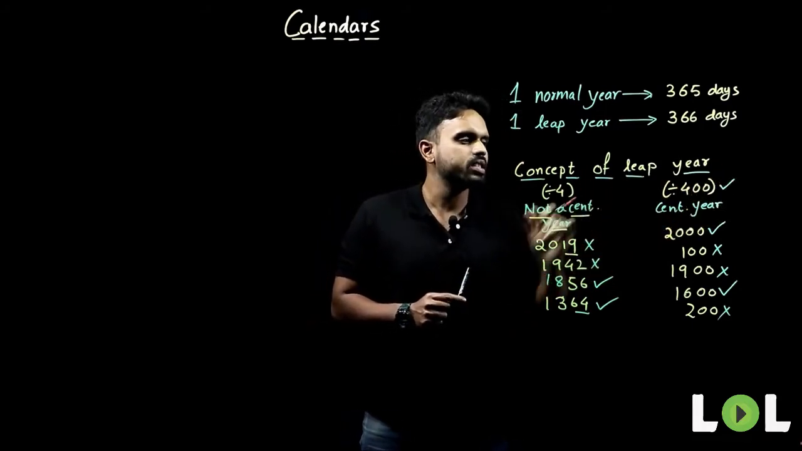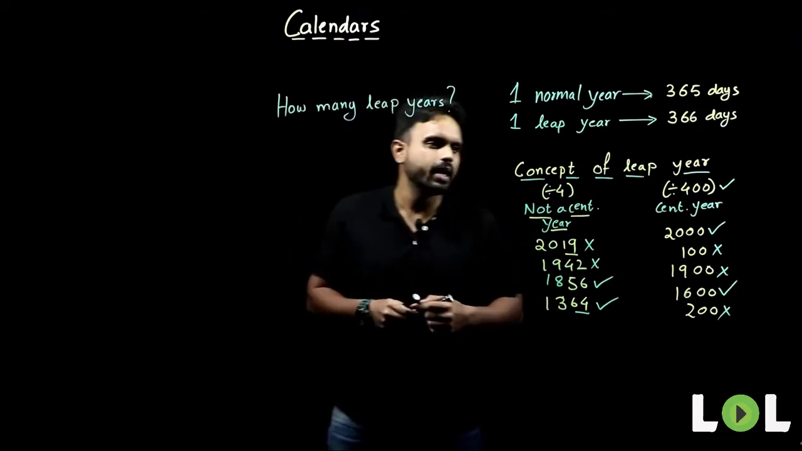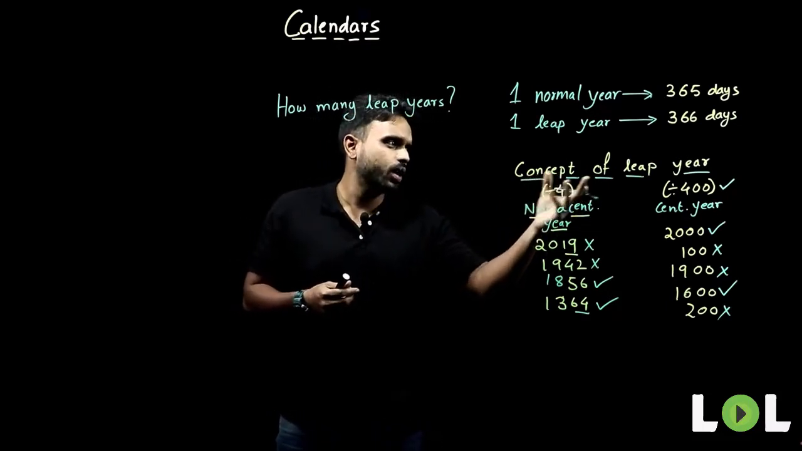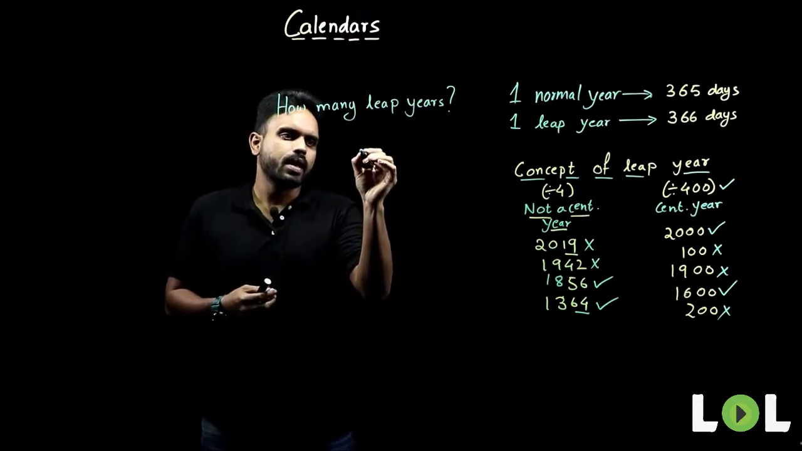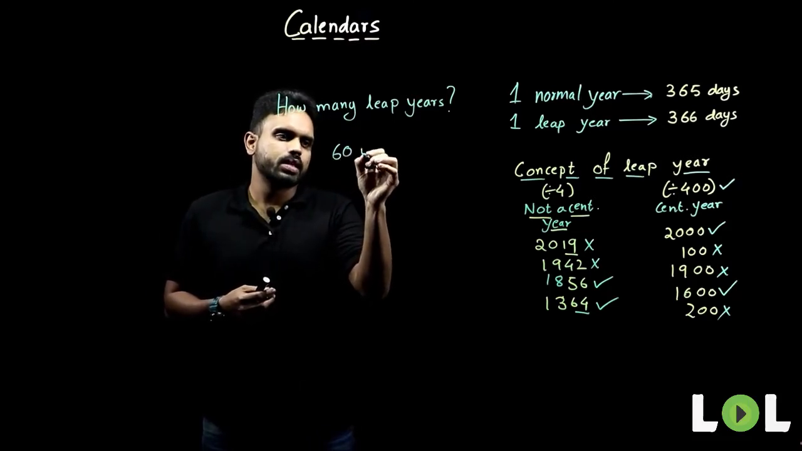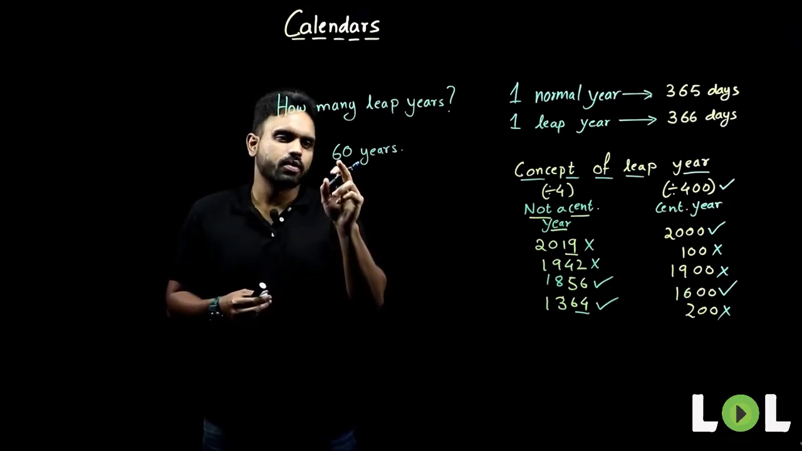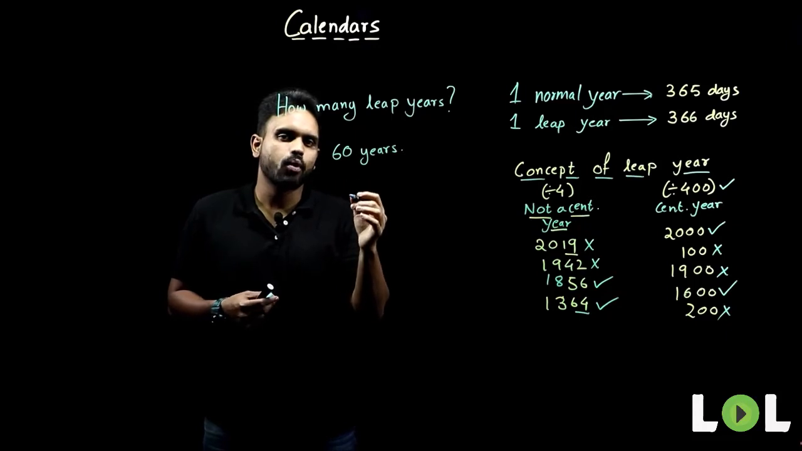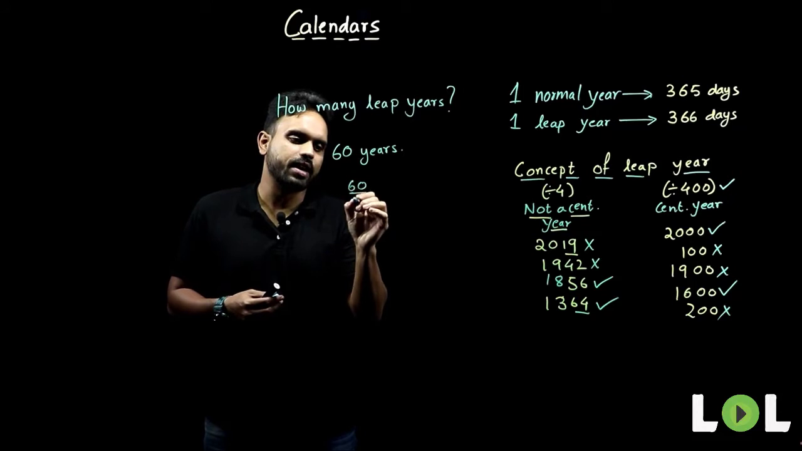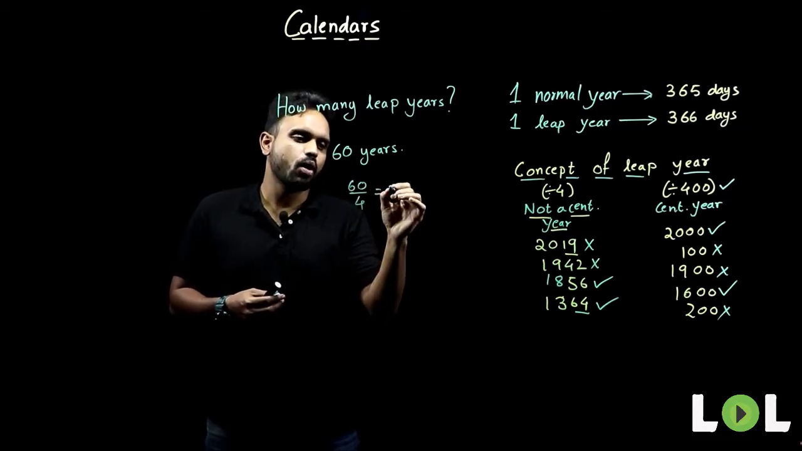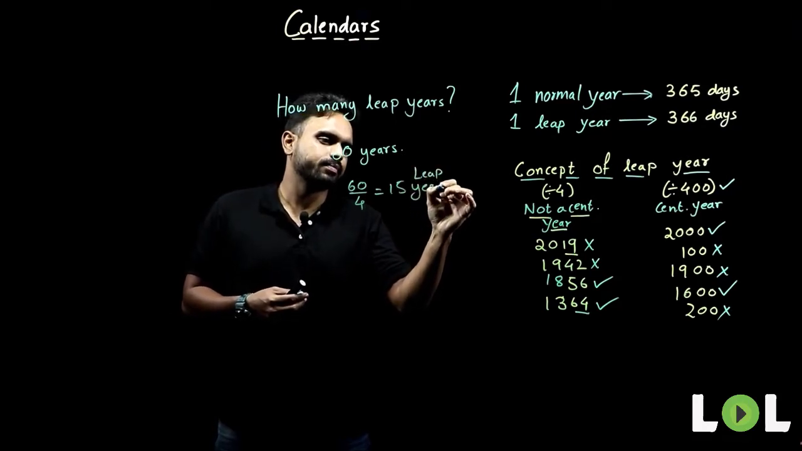So this is about the concept of leap year. Now we have understood the concept of leap year. Now we will be calculating how many leap years. Now if I say I have 60 years, in 60 years, how many leap years will I have? Starting from 1, if I go 1, 4, 8, 12, that way, how many will I have? Yes, 60 divided by 4, that gives me 15. 15 leap years I'll have.